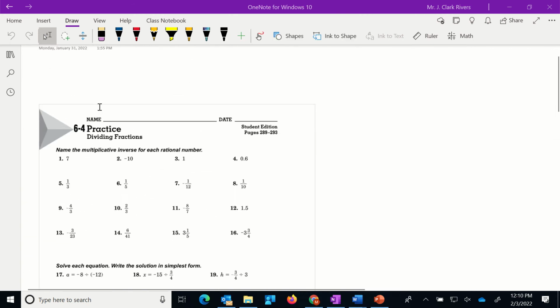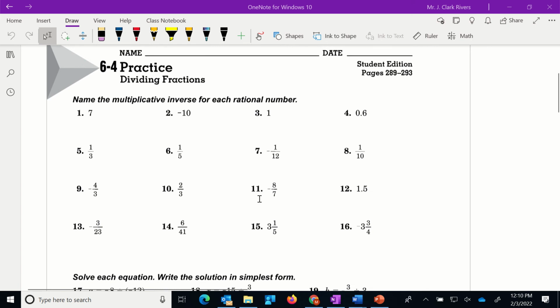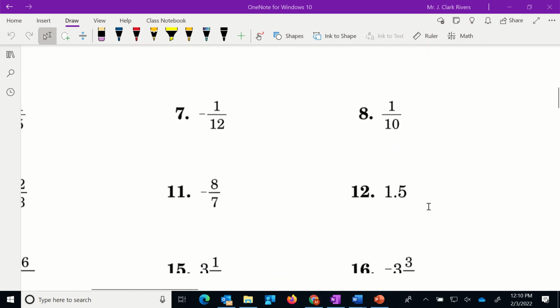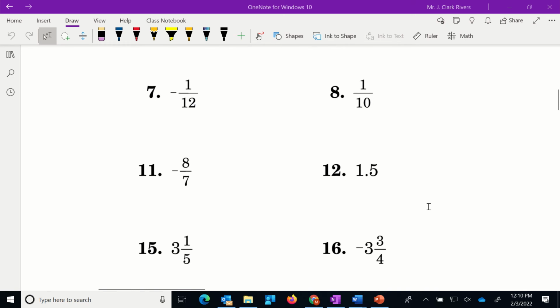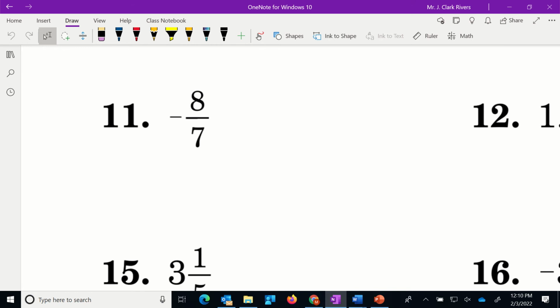Okay, so your homework from last night was 6.4, dividing fractions. This top part, we need to name the multiplicative inverse for each rational number. For the multiplicative inverses, we need to have improper fractions. Some of these we have decimals, so like take a look at number 12. This was, well, we'll do one that's a little bit easier now. Take a look at 11 first. 11 is -8/7. All you have to do, the sign does not change. That is negative. It's going to remain negative. And then you just flip it. This is called the reciprocal, also known as the multiplicative inverse.